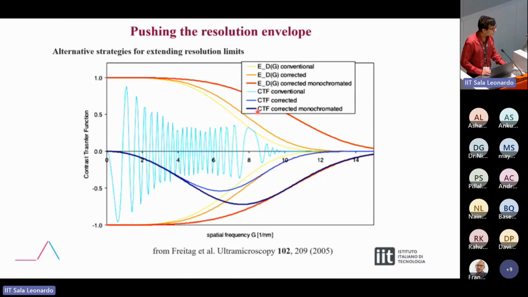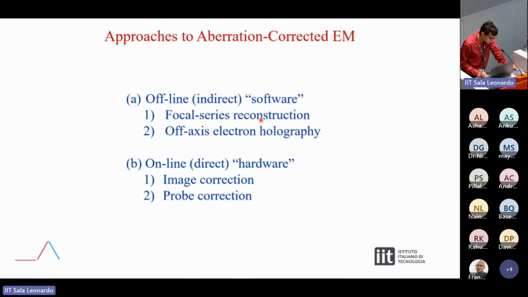So these envelope functions are basically dictated by the chromatic aberrations and the energy spread that you have in your beam. So that's why if you monochromate your beam, then you're going to push it farther to the right. So now there were approaches to aberration correction, and basically Professor Michael O'Keefe from Berkeley Lab spent quite a lot of years in enhancing the resolution, and he was among the first persons to achieve sub-angstrom resolution.